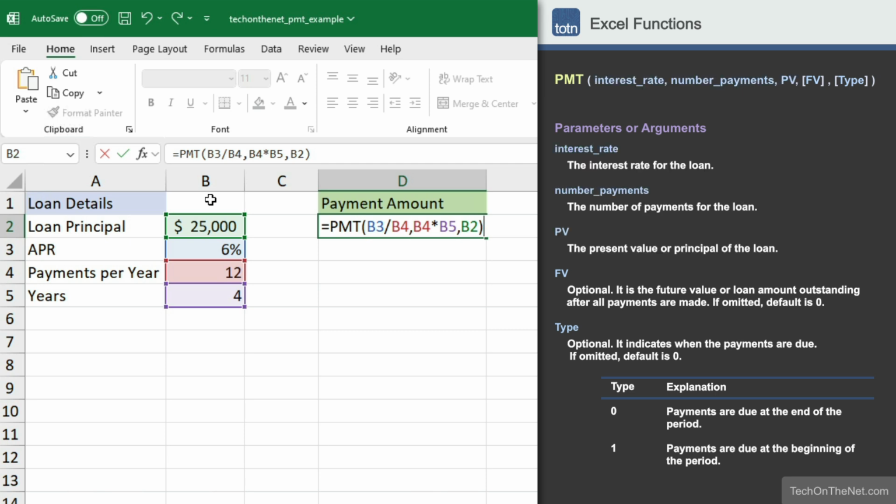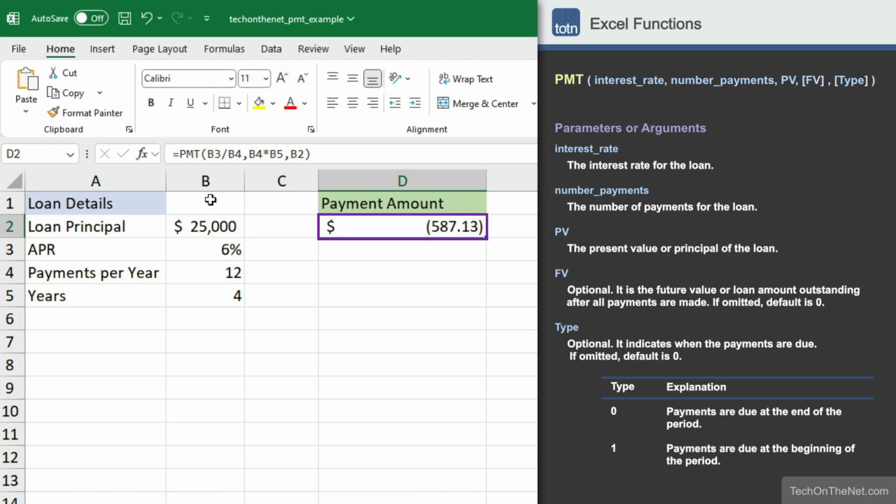Now let's see what our PMT function returns. You should see the value negative $587.13 appear in cell D2. This means that the monthly loan payment amount for this $25,000 loan will be $587.13. This completes our example of how to use the Excel PMT function.